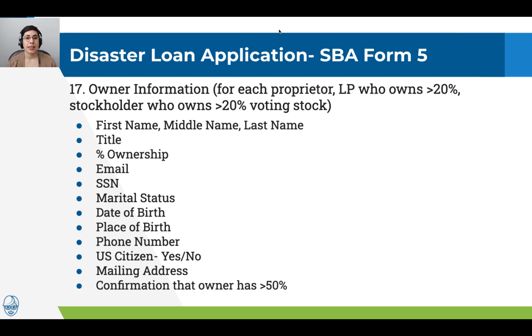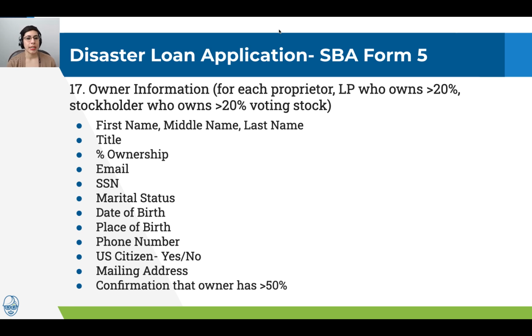So this is if you're a proprietor, a limited partner, a stockholder with more than 20% voting stock, you'll need to have everybody's information there, because if it's not just you in the business, all owners are going to need to sign, or they'll need to have some approval from your board that says that you're okay to take this loan. And the information that they're asking for about each owner is everything about you.